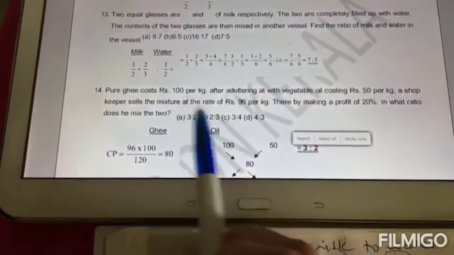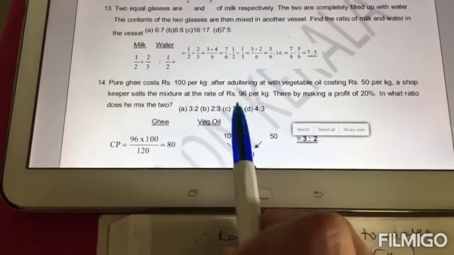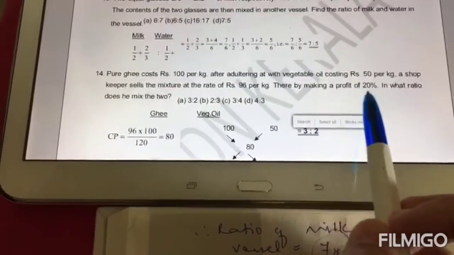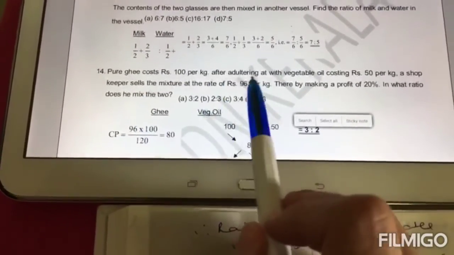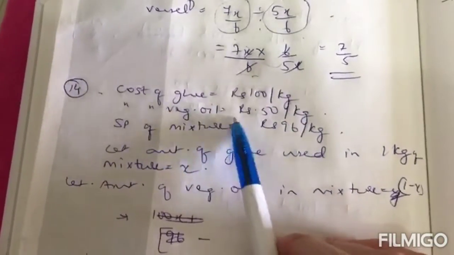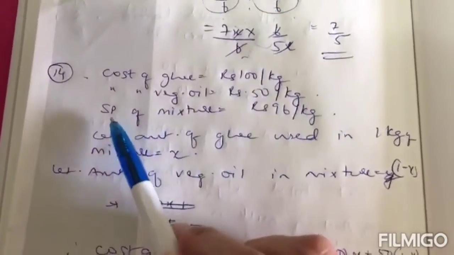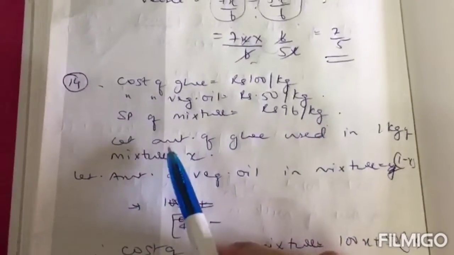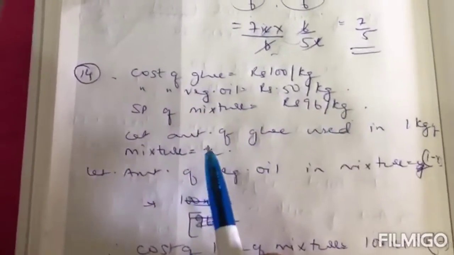And then he sells this mixture at the rate of 96 rupees per kg. He makes a profit of 20%. So in what ratio did he mix the ghee and the vegetable oil? Okay, so let's look at it. So cost of ghee is 100 rupees per kg. Cost of vegetable oil is 50 rupees per kg. Selling price of the mixture. The shopkeeper is selling 1 kg of this mixture at 96 rupees per kg. Okay, and he's making a profit of 20%.